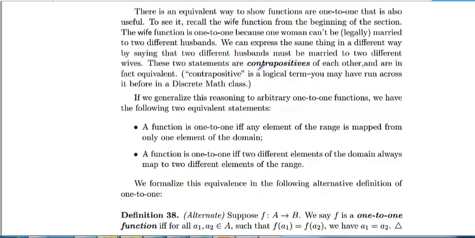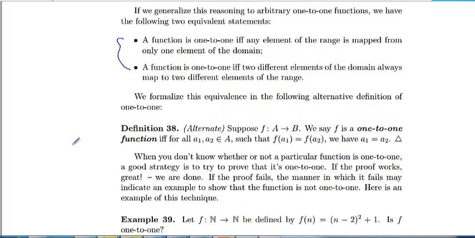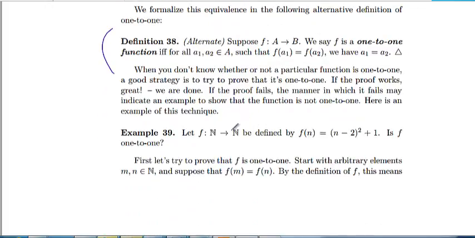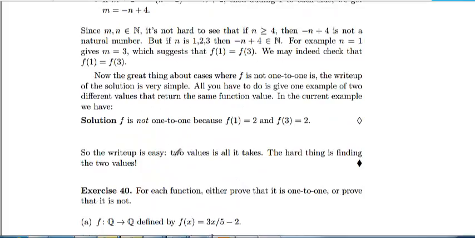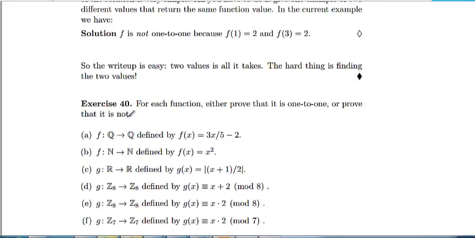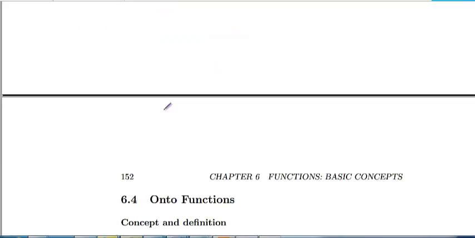Okay. All right, so here's where we get to the contrapositive. A function is one-to-one if and only if any element of the range is mapped from only one element of the domain. A function is one-to-one if two different elements of the domain always map to two different elements of the range. So that's what I said before. So this is an alternative definition. You can use that to prove one-to-oneness if you want. Okay, all right, so here's more exercises.